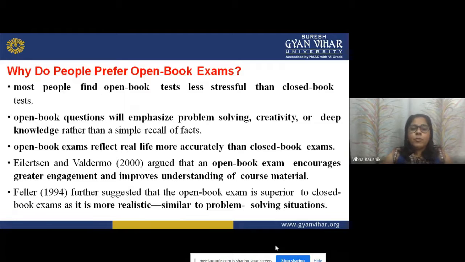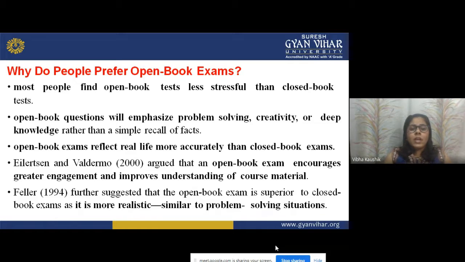Why do people prefer open book exams? Means why people are preferring open book exams in comparison to the traditional or the closed book exams. Most people find open book tests less stressful than closed book tests. Now, when we ask the students about the examination, they generally get tense. They get those stressful situations. So when we are using the open book test examination, they are less stressful.